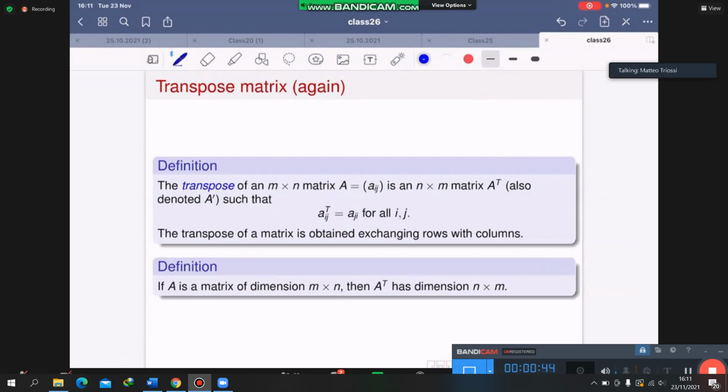I'm going to talk a bit more about transpose matrices because I'm going to need them to invert matrices. So remember, the transpose of a matrix is the matrix I obtain by inverting rows and columns. And if a matrix has dimension m by n, the transpose has dimension n by m.